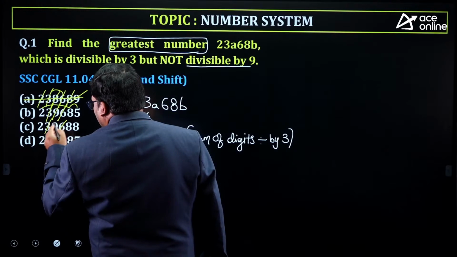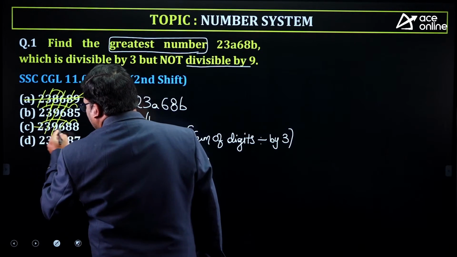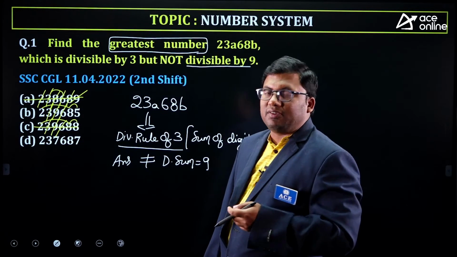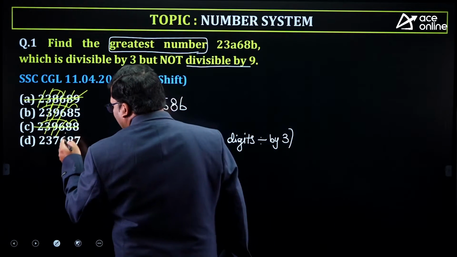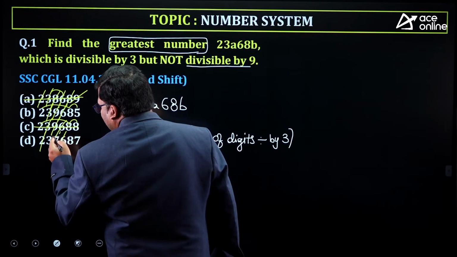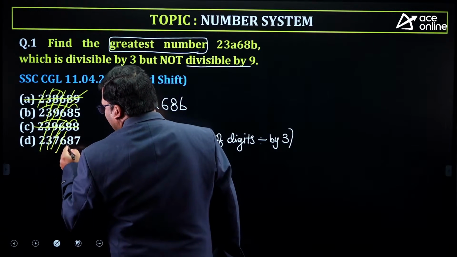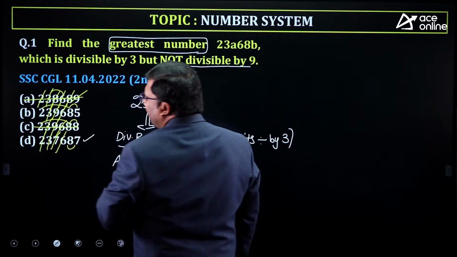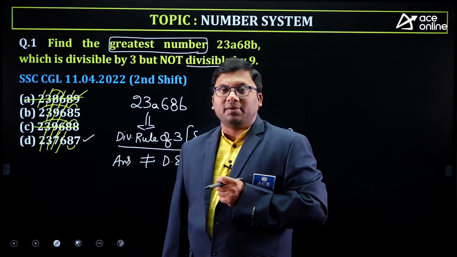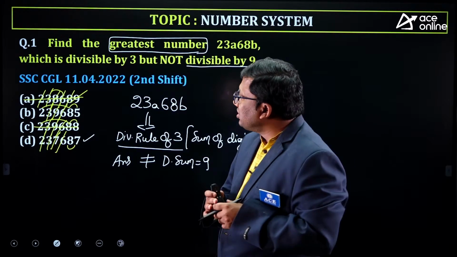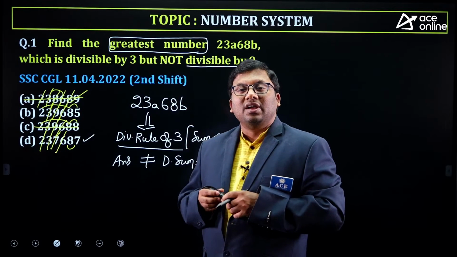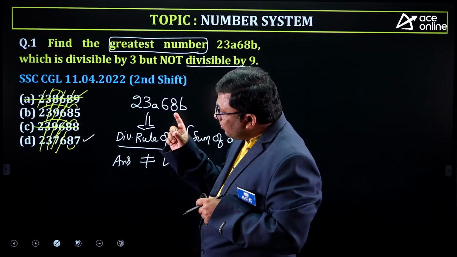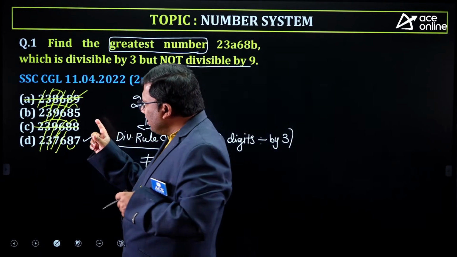Next option: 6 plus 3, 9. Here also 9. 16 plus 2 is 18, a multiple of 9, and we should remove the number which is a multiple of 9. Last option: 6 plus 3, 9. 7 plus 2, 9. 6 plus 3, 9. 8 plus 7 is 15, which is 1 plus 5, 6. So the answer can be either B or D. Now, I want the greatest number, the largest number.